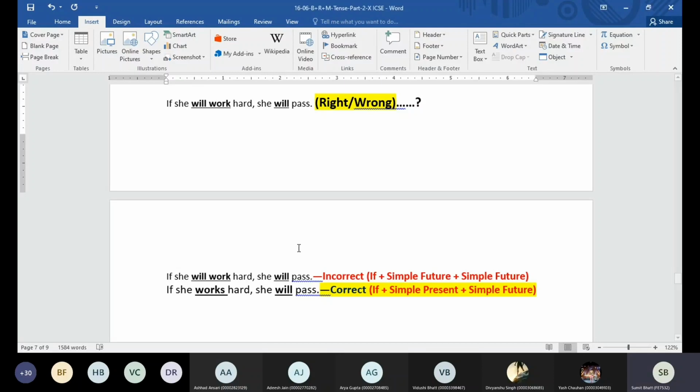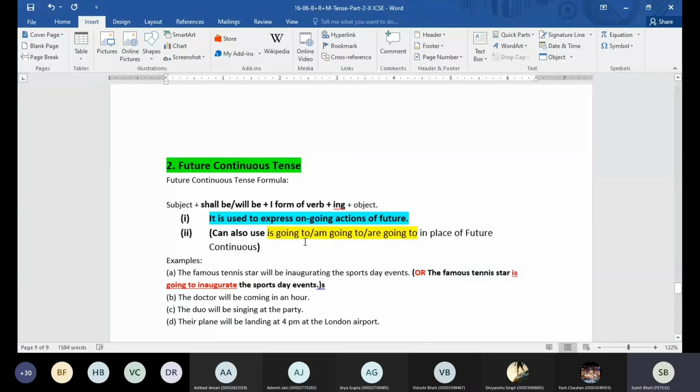Okay. Then we have the next tense that's going to be future continuous, guys. So future continuous, we rarely use. The reason is because we can already use a different tense in place of future continuous.